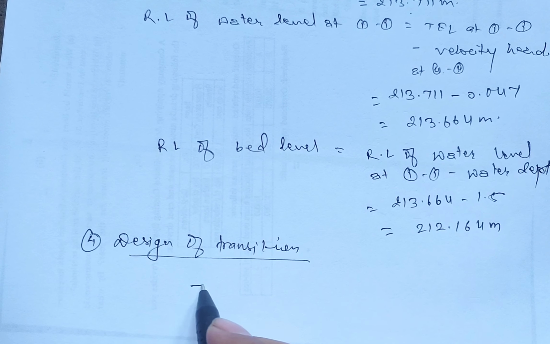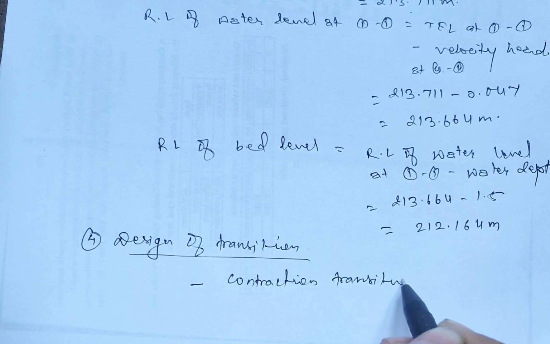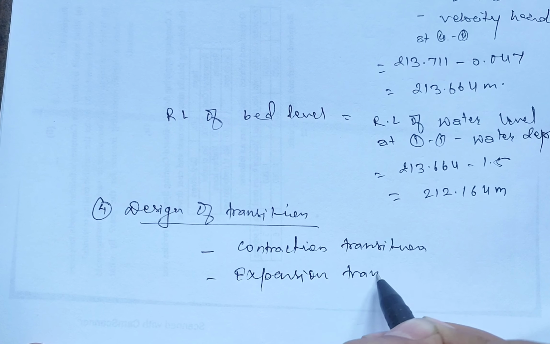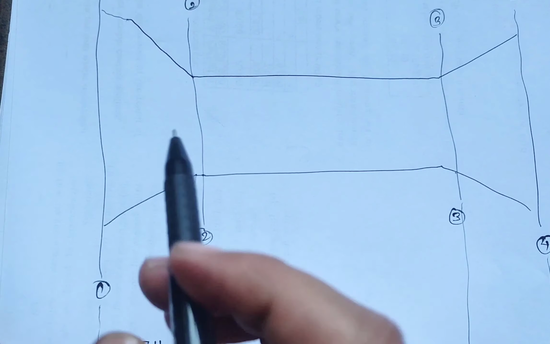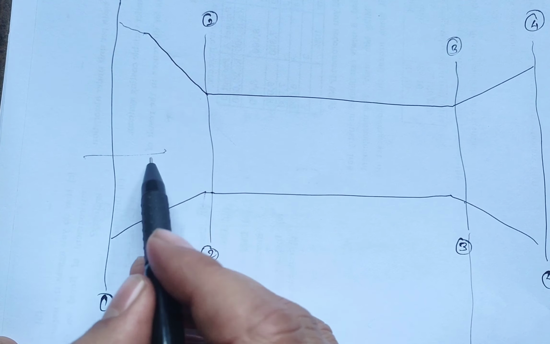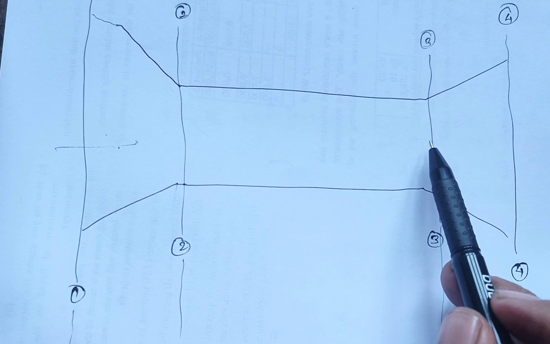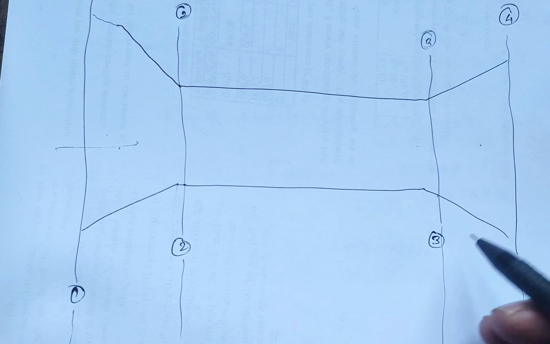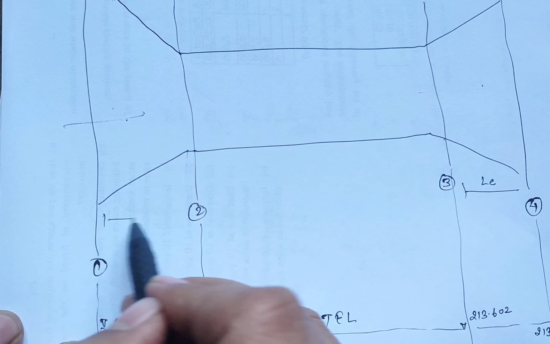In this, we'll design the contraction transition and the expansion transition. So the contraction transition will be applied on the incoming flow of the canal side, and the expansion transition will be applied on the outflow from the canal. This is L expansion, this is L contraction.